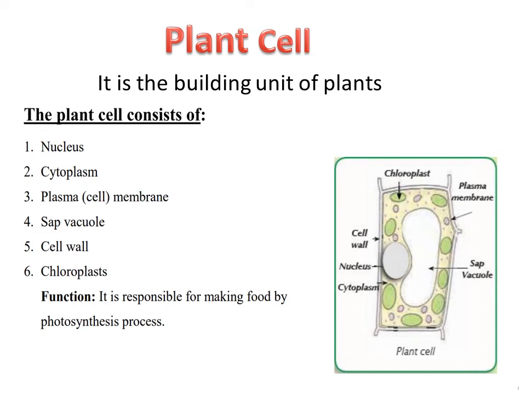Number 6, the chloroplast. It is responsible for making food by the photosynthesis process by using the sunlight. Because plants can't eat, they make their own food by themselves.